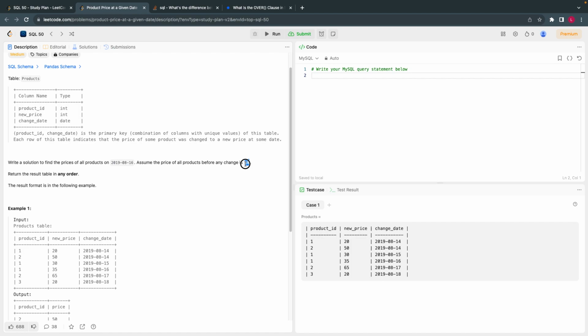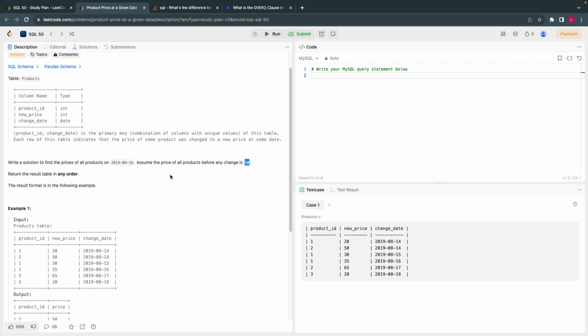So in this context, let's say there are only three products. The default price for all of the products is 10, the starting price. And then it could change one day, the second day it may not change, and the third day again the product value could change.